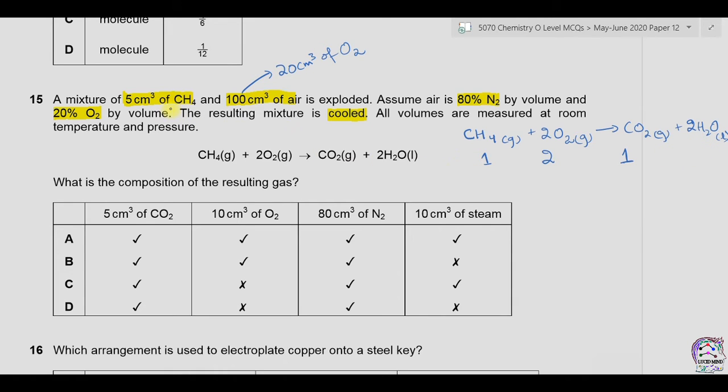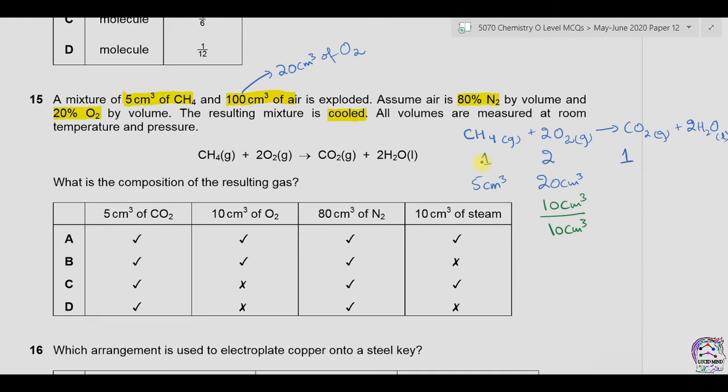The volume of CH4 given in the question is 5 cm³, while the volume of oxygen given in the question is 20 cm³. These are the initial volumes before the reaction starts. After the reaction, according to this ratio 1:2, 5 cm³ of CH4 will require 10 cm³ of oxygen. So after the reaction is complete, CH4 is consumed and 10 cm³ of oxygen is also consumed. So 10 cm³ of oxygen is left.